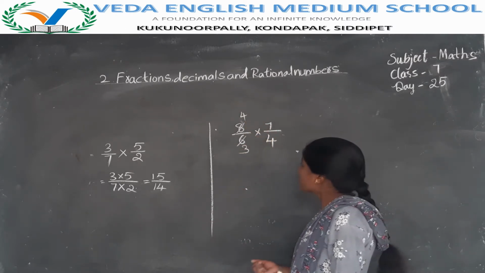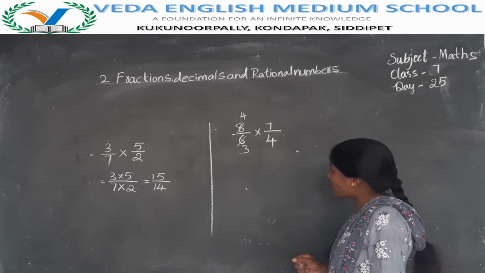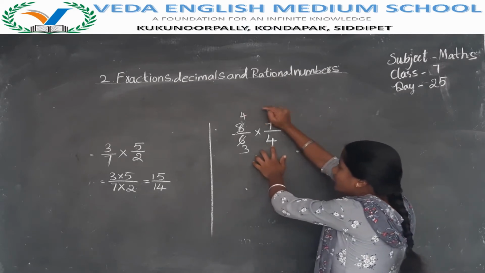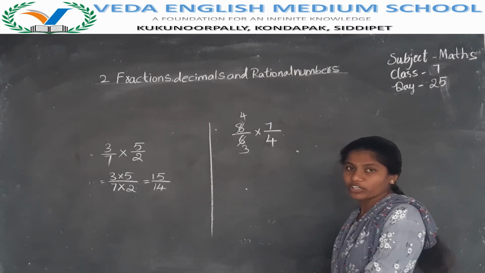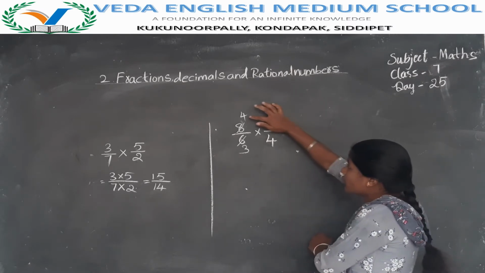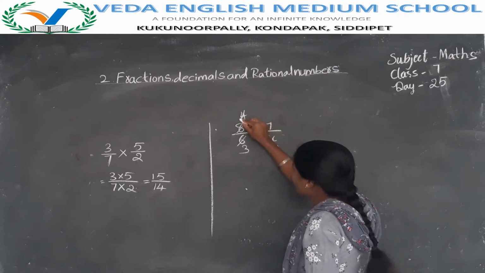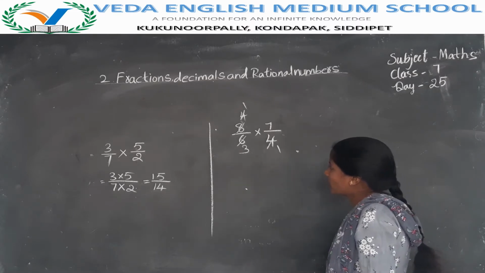Completed. Next, check here. Is there any more possibility to cut here? Yes, there is a possibility. What is that? Here we have 4, here we have 4, numerator and denominator. I said already, if you want to cut, you can cut any numerator with a denominator. You should not cut numerator with numerator. Now you can cut: 4 ones are 4, 4 ones are 4. Here, is there any more possibility? No, there is no more possibility.